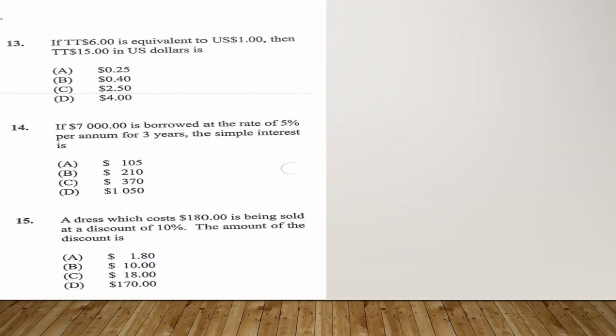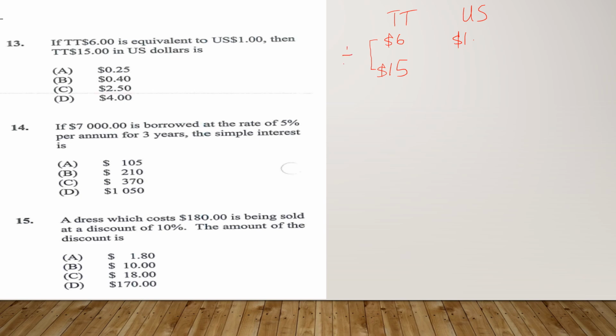Number 13, it says if TT $6 is equivalent to US $1, then 15 Trinidadian dollars in US dollars is, so I'm just going to set up my question here. So TT $6 is US $1. How much is 15 TT? So we need to figure out, how do we move from $6 to 15? So we have to divide here.